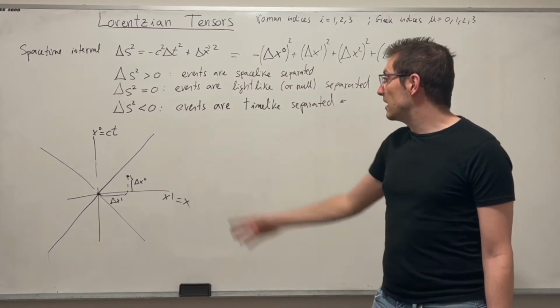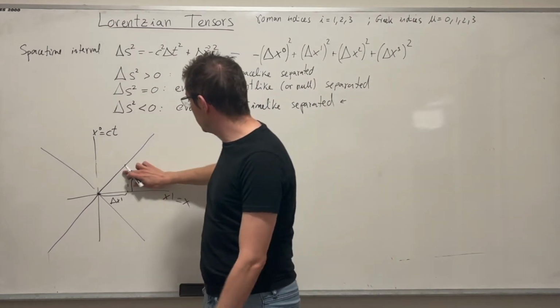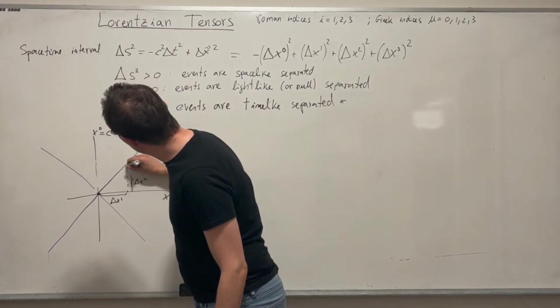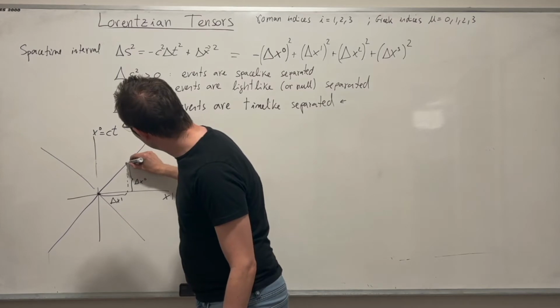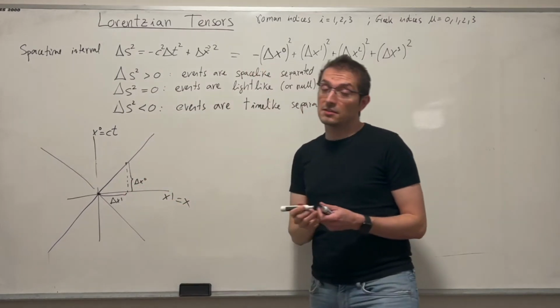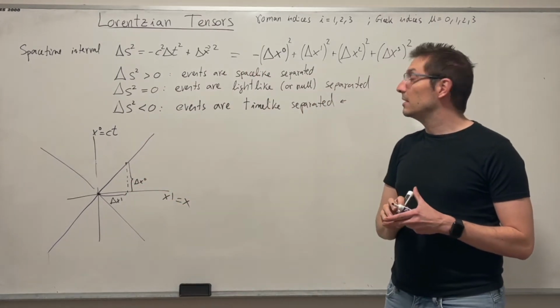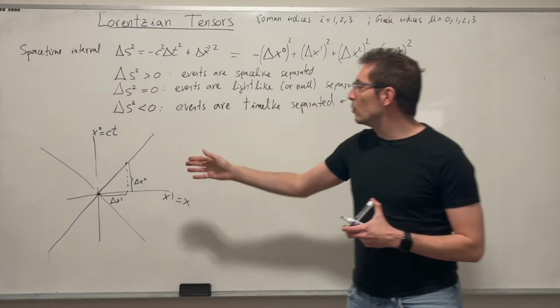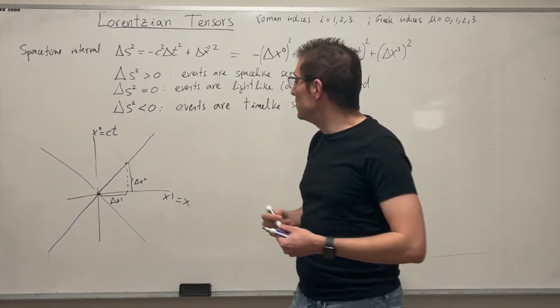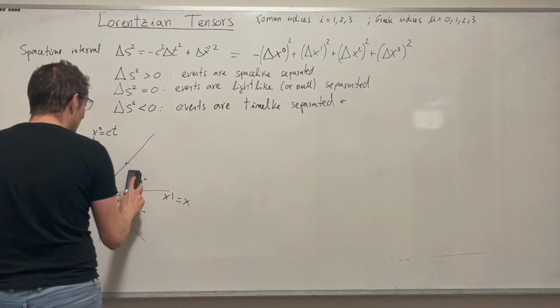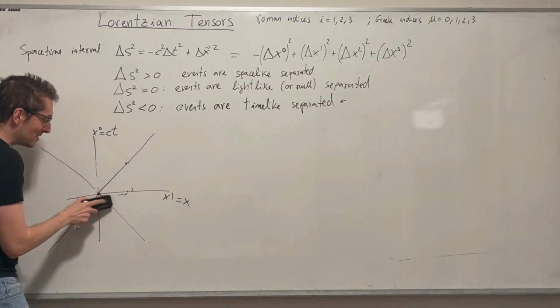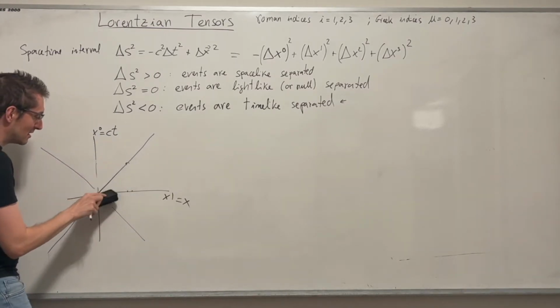Of course, if I place these events now, let me just do a quick modification and place them on the 45-degree line, then delta x0 is going to coincide with delta x1, and therefore they're going to be light-like separated. Of course, I just put one in the origin just to make it easier to see, but the relationship is not between the origin and another point. The relationship is between 2 points in spacetime.